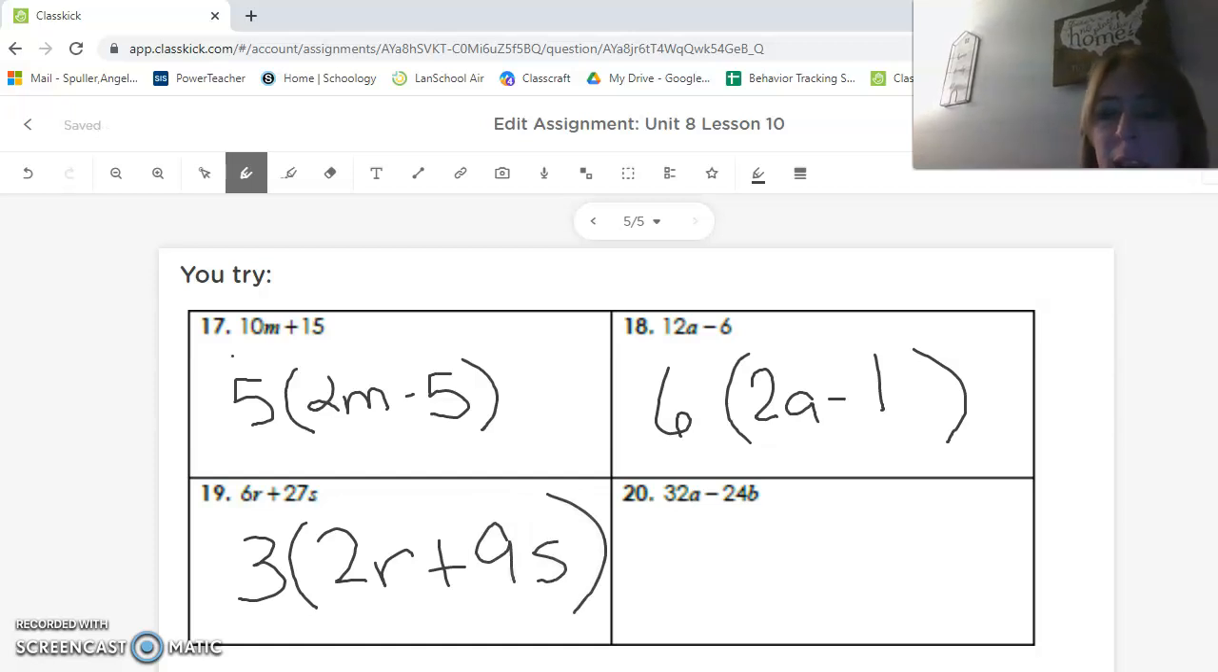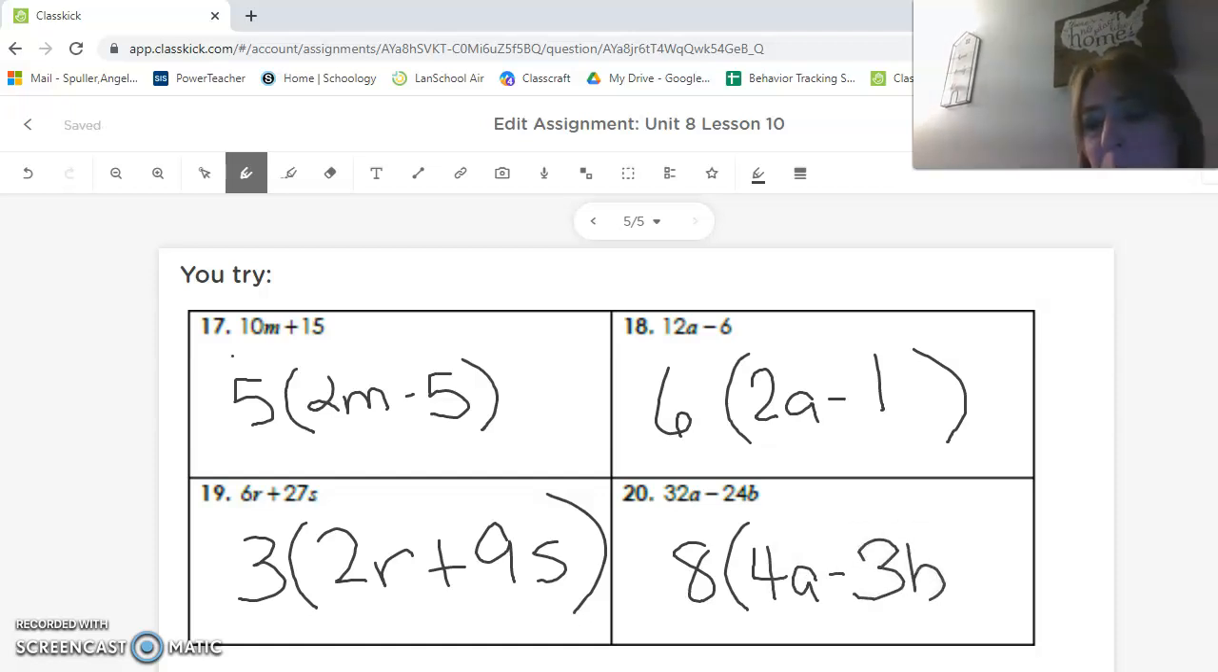All right, I know I can divide both of these by 8. 8 goes into 32 4 times, so 4a, minus 8 goes into 24 3 times, so 3b.